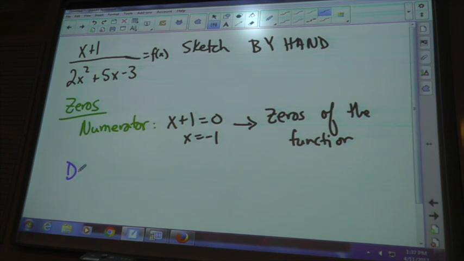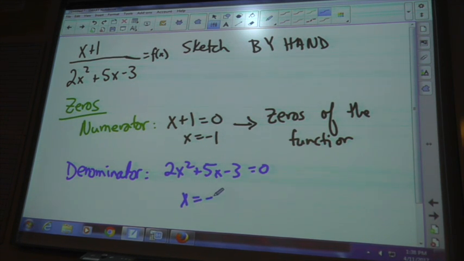All right, the denominator. We have already solved this like 6 ways today, right? We factored it, we graphed it, we could have used the quadratic formula, the Polysmith app. We found that the answers were 1/2 and -3. These are the vertical asymptotes.